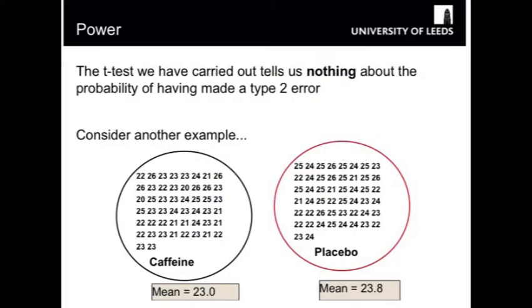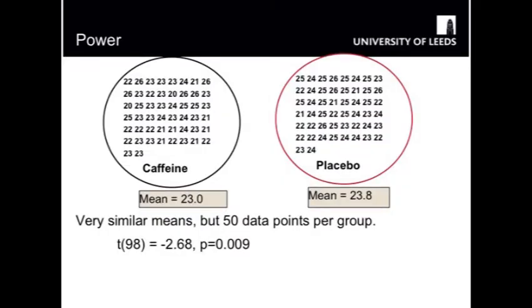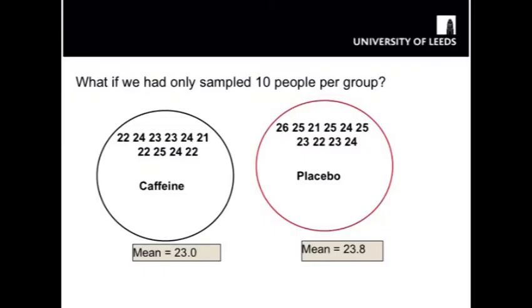Much, much smaller numbers. If we then carry out our t-test, we can see that there is still a statistically significant effect. There is still a difference between our groups. The difference is 0.8, a very small difference, but with group sizes of 50 per group, that's still statistically significant. The p-value is 0.009, so that's less than a 1 in 100 chance of getting the result that we found by chance.